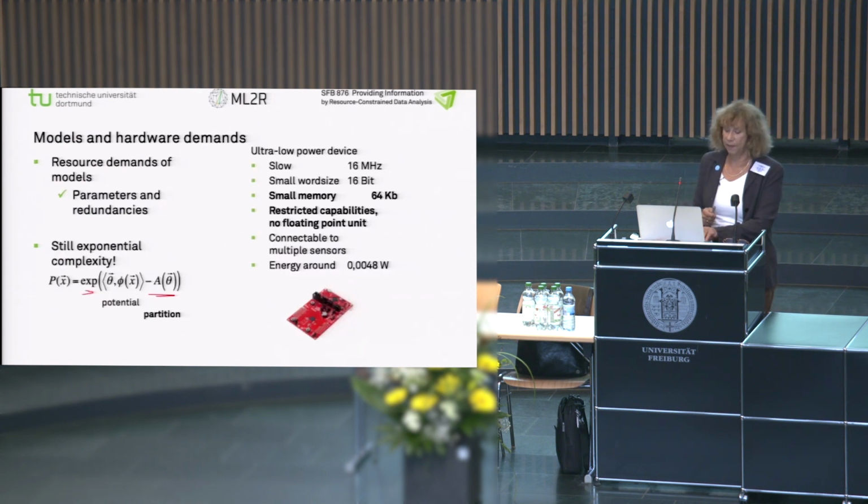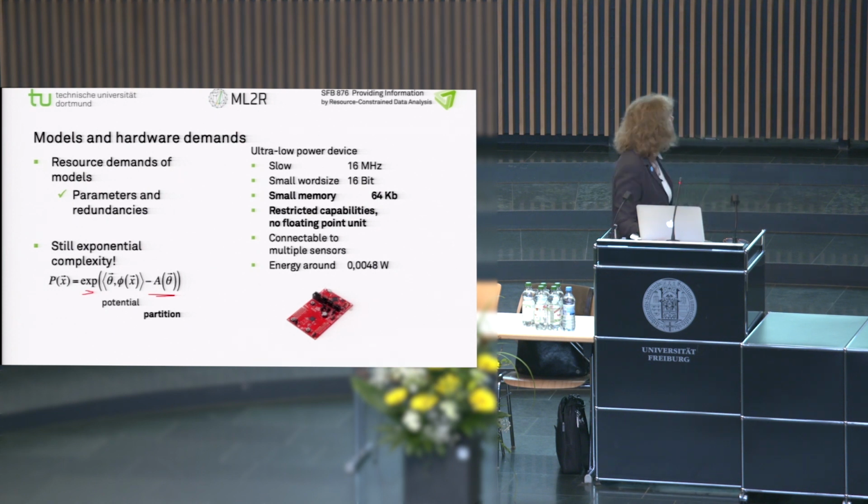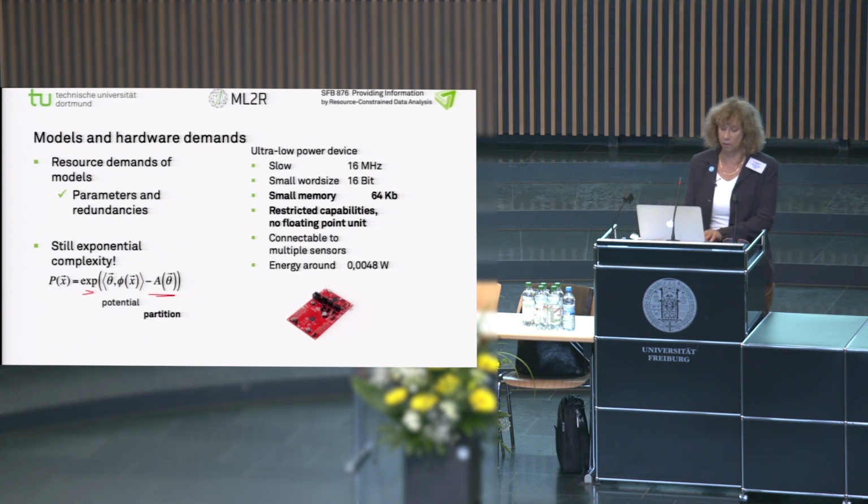Okay, so that's what I wanted to say about models and hardware demands. Here we took the most complex probabilistic graphical models, and we have seen the resource demands of the model, and we have seen that we could do it with a small memory. That was my first example. Now we see we can even handle restricted computing capabilities, so that we have very little energy consumed. So in a way, that was all done by the resource demands of the models, by parameters and redundancies.